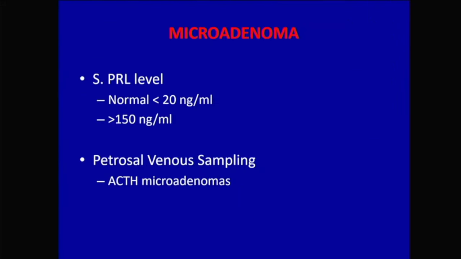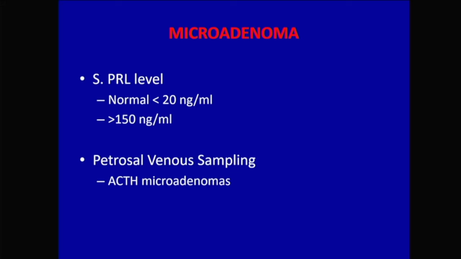Now, when we are looking at microadenomas, many times you get patients with prolactin levels which are just 50 and 60. Generally, that is not a setting for microadenomas. Usually, if there is a prolactin secreting microadenoma, the levels are way high, more than 120 to 150 nanogram per ml, the normal being less than 20.